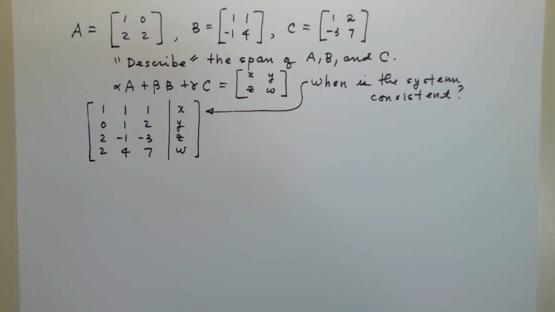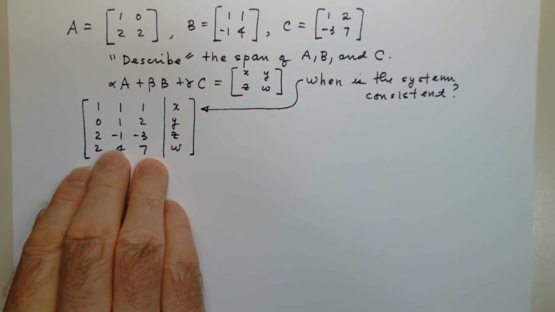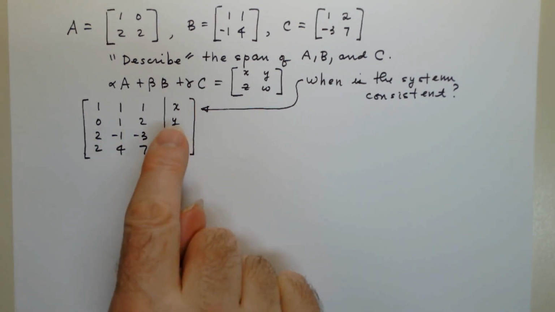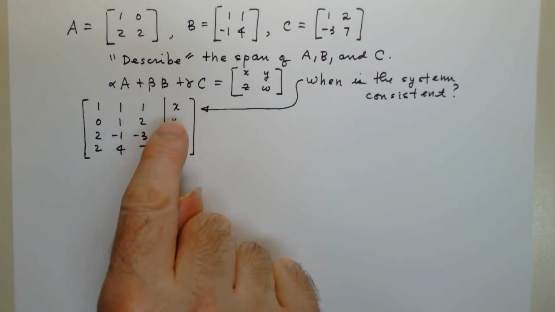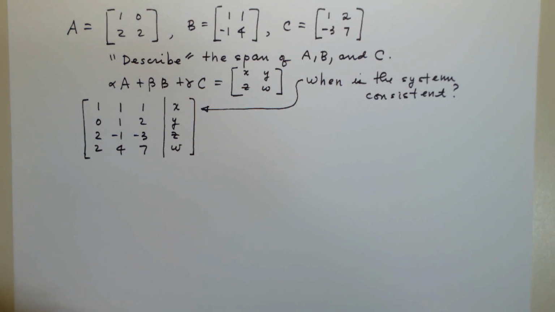I wanted to employ some technology to help me do the row reduction, but I knew that I couldn't work with this column of unknowns. And so what I did is I just performed the row operations on the coefficients with the idea that I would keep track of all my steps, and then I would apply them to the column of constants here on this side, the x, y, z, and w. So here's what I found.